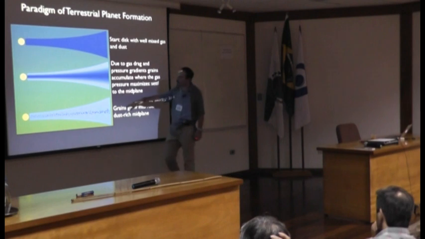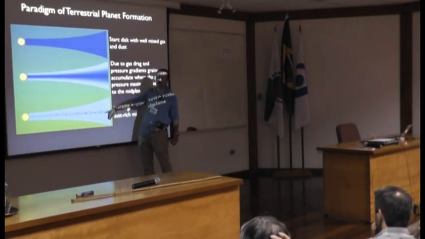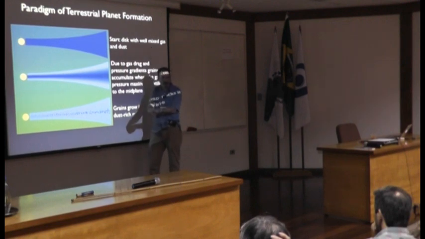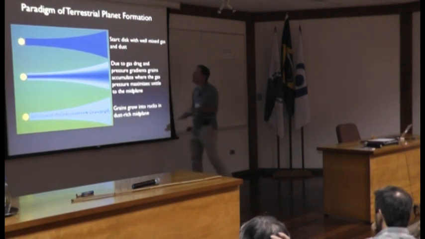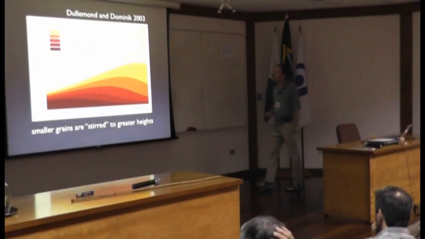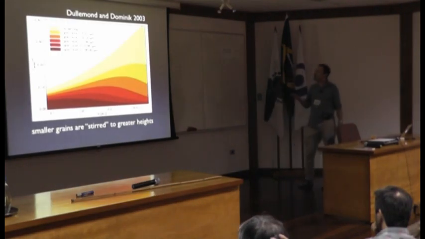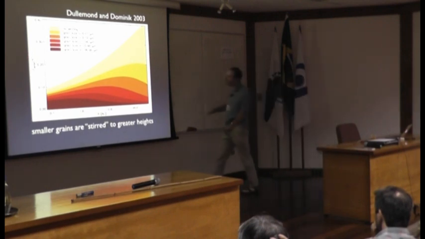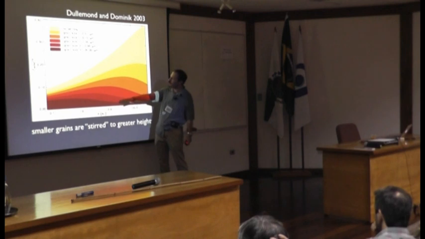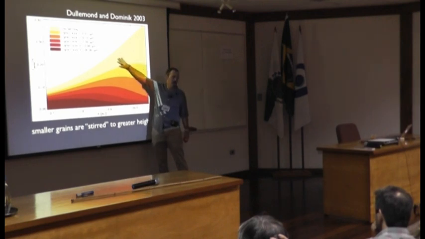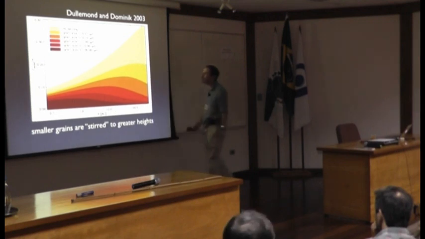That can take smaller grains and loft them up to larger heights. Bigger grains are harder to lift, but the small grains can get lifted to higher heights. All right? So this is a model by Dullemond and Dominik. This is height versus radius. These different colors are grains of different sizes. So you can stir grains up to different heights: smaller grains higher, larger grains lower.